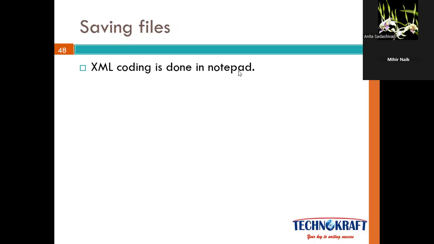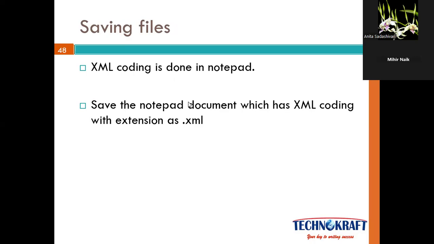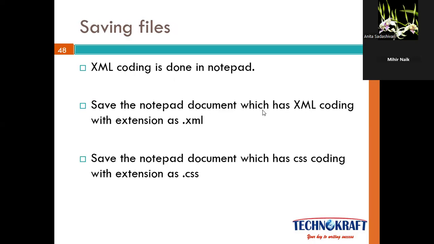XML coding is done in Notepad. Save the Notepad document which has XML coding with the extension .xml. Save the Notepad document which has CSS coding with the extension .css.